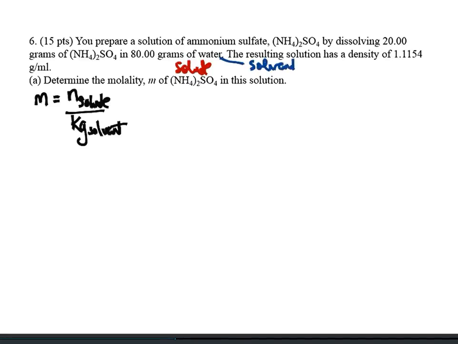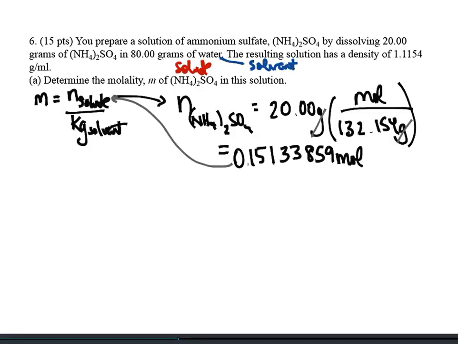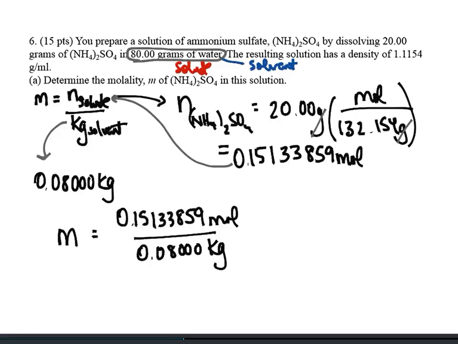The solvent is water, the solute is ammonium sulfate. So we're going to convert 20 grams into moles, which is 0.151 moles. We'll put that in the top. Kilograms of solvent, 80 grams of water is our solvent. So if we convert that into kilograms, it's 0.08000 kilograms.